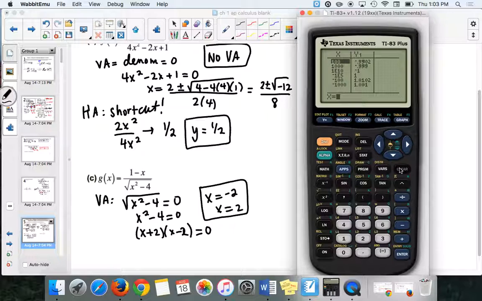I'm going to clear these out because I already... Oh, of course, it's not letting me clear. What am I doing wrong here? Delete. Oh, delete, delete, delete.